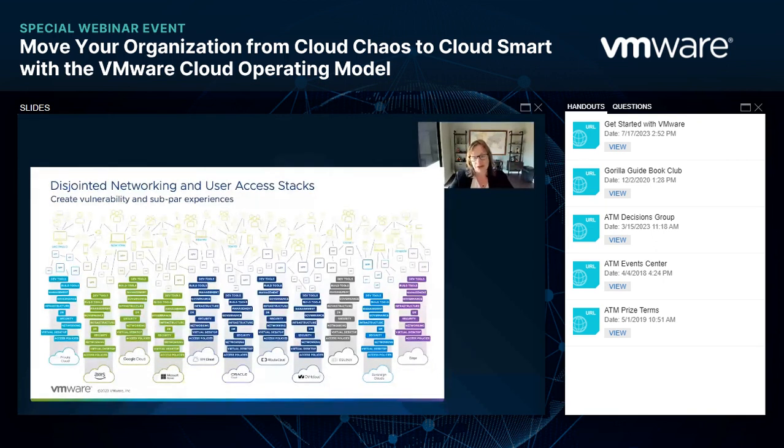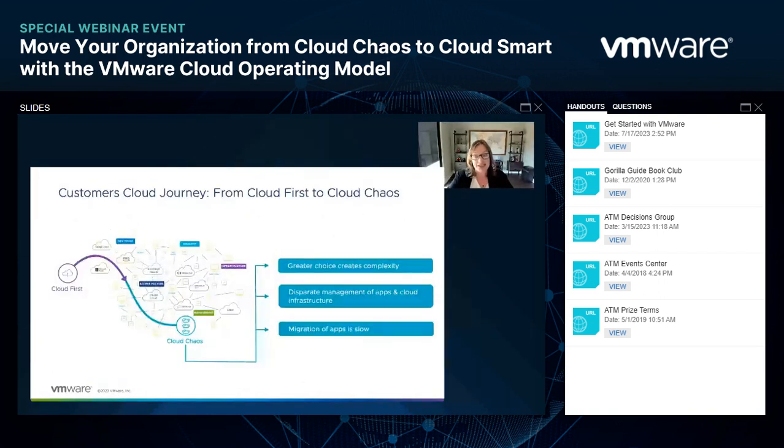And this is what we call cloud chaos, where instead of being much more efficient with this use of public cloud and being able to benefit from the flexibility that it brings you, you end up getting bogged down in the complexity of having to manage these disparate environments. So this is cloud chaos. This is where we have these disparate environments. We're not able to manage them consistently. We may have lack of visibility and not even really know what we have running out in these different environments.